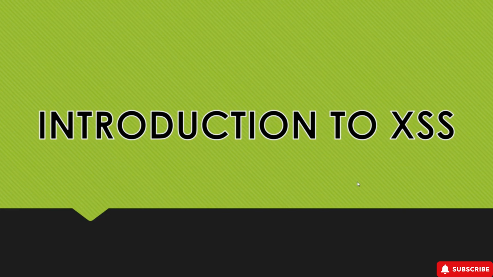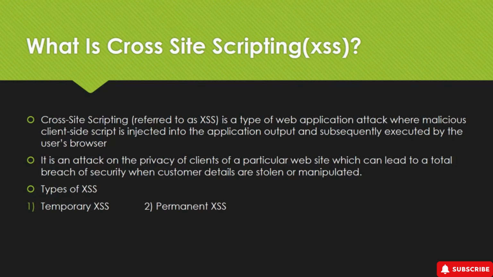In this tutorial, we will be starting off with a new module, and that is Introduction to XSS, which is Cross-Site Scripting. What is Cross-Site Scripting or XSS? Cross-Site Scripting is a type of web application attack where malicious client-side script is injected into the application output and subsequently executed by the user's browser. It is an attack on the privacy of clients of a particular website, which can lead to a total breach of security when customer details are stolen or manipulated.